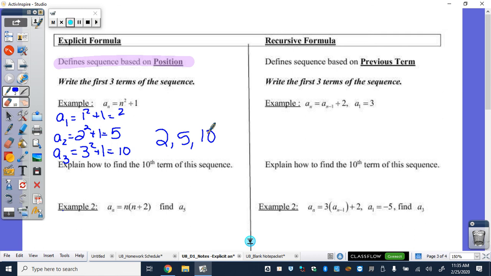Explain how to find the 10th term of the sequence. What would we have to do to figure out the 10th term? Plug in 10 for n, and then simplify. That's why explicits are so nice. You can easily find any position.